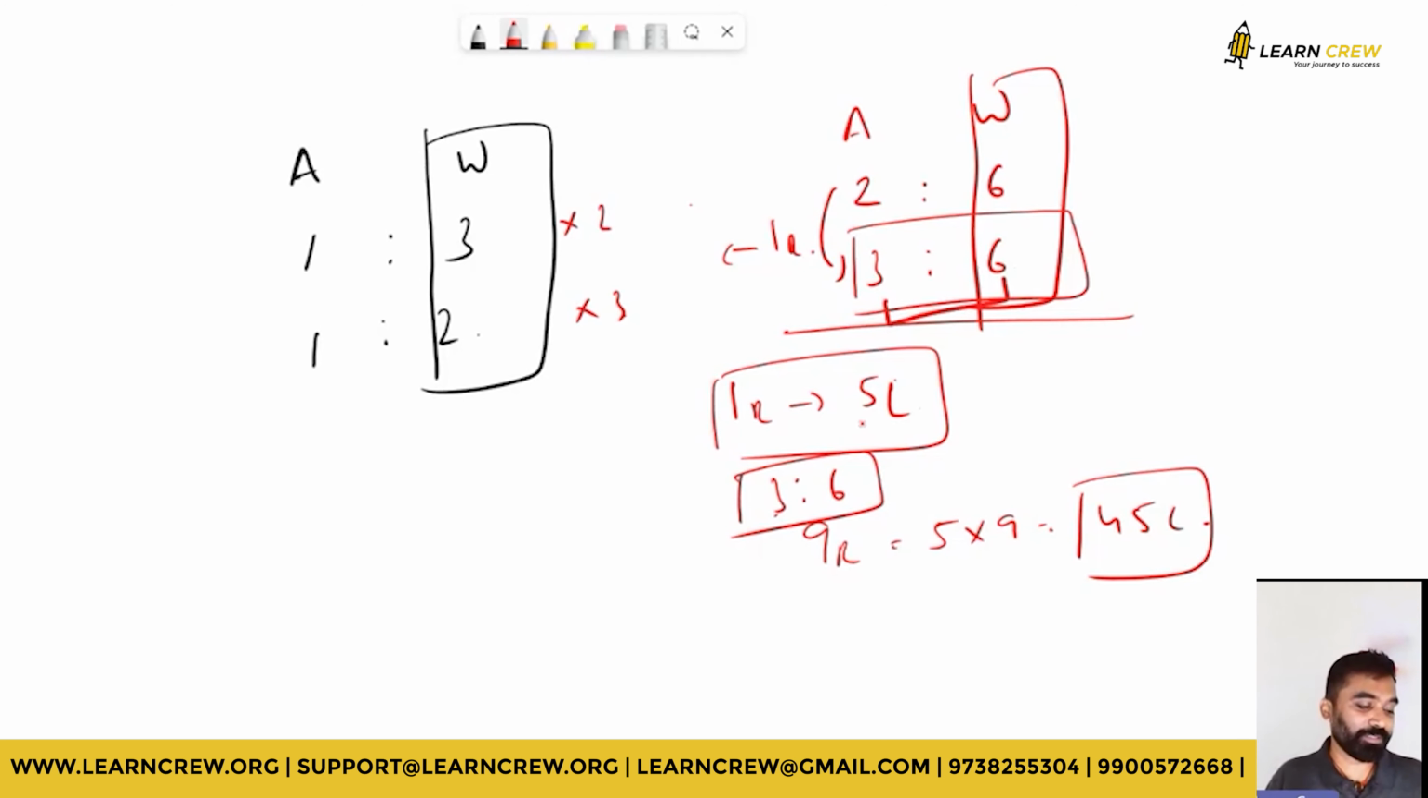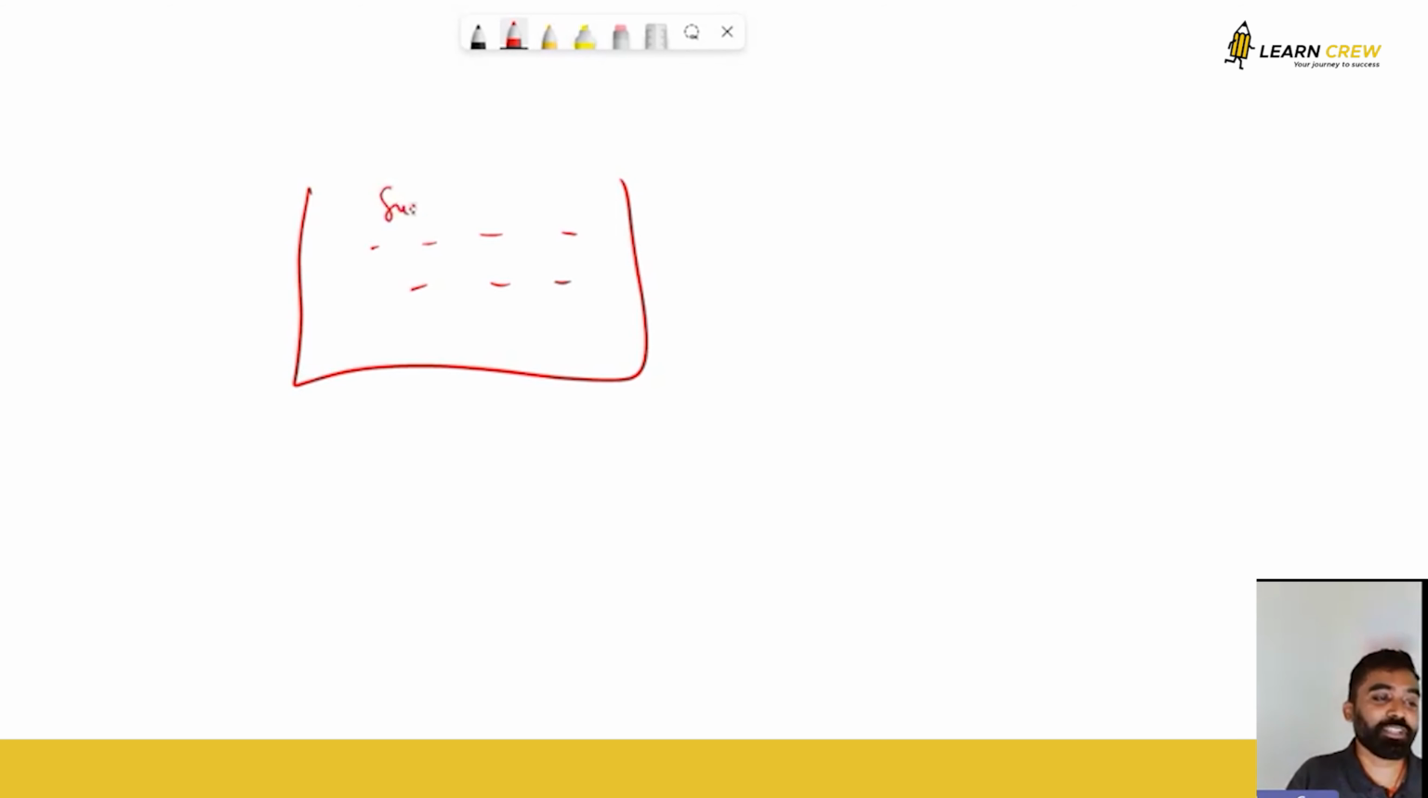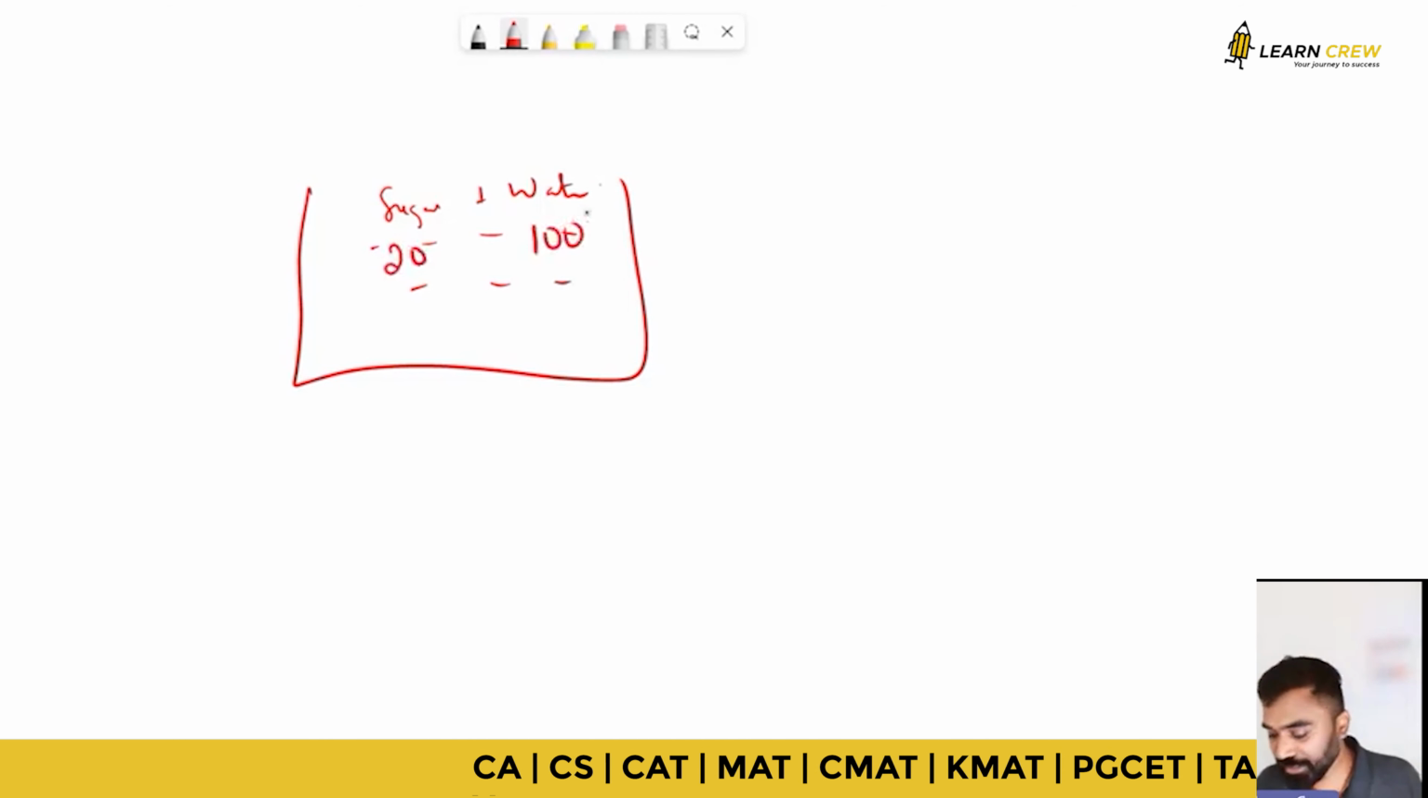Okay. The last concept. This is the sugar solution. Sugar plus water. Sugar is 20. Water is 100. 100 kg.